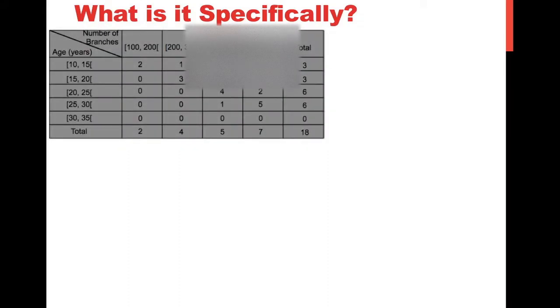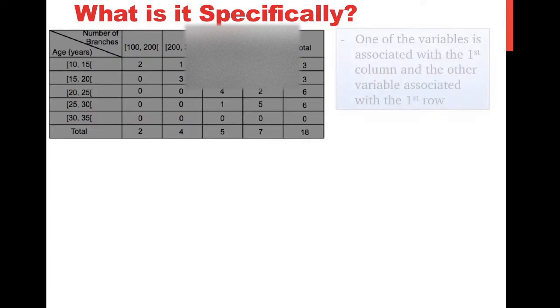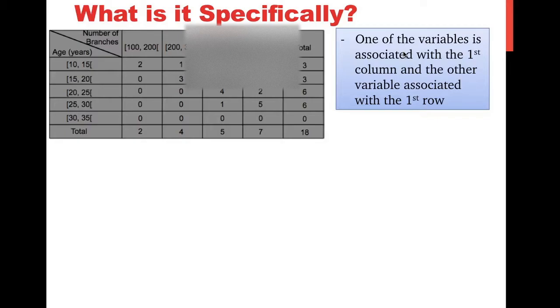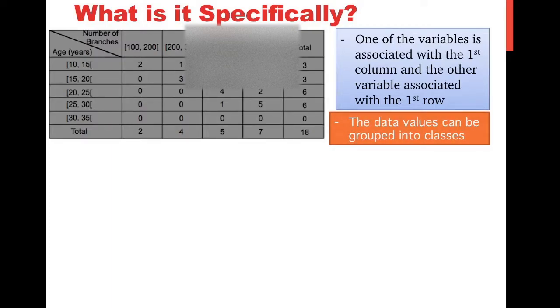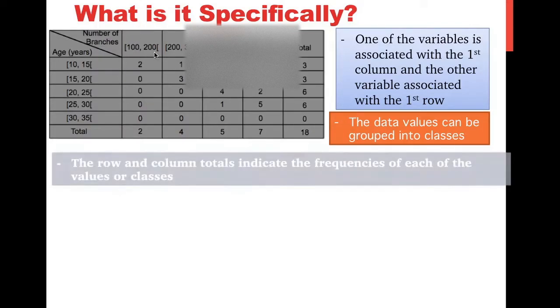What is it specifically, this contingency table? So let's look at some details of this contingency table. Some I've already talked about, but we'll go over them anyway. One of the variables is associated with the first column and the other variable is associated with the first row. So we have number of branches and then we have age, two variables, one in the columns and one in the rows. The data values can be grouped into classes. We call these intervals classes. The row and column totals indicate the frequencies of each of the values or classes. So here we know that there are 2 in the class of 100 to 200 branches, and we know that there are 3 in the class of 10 to 15 years, and so on.